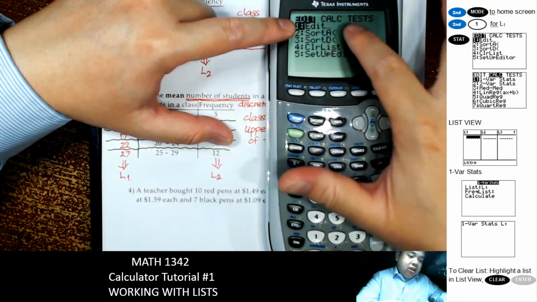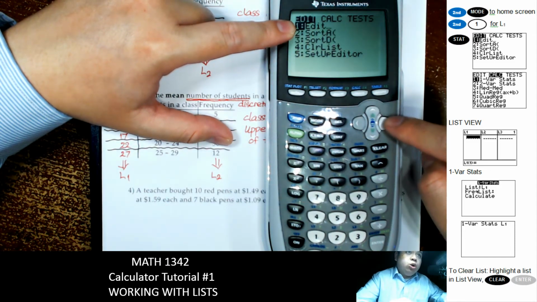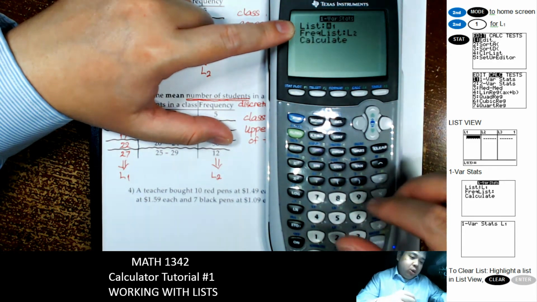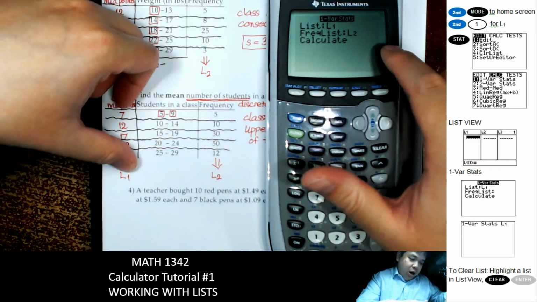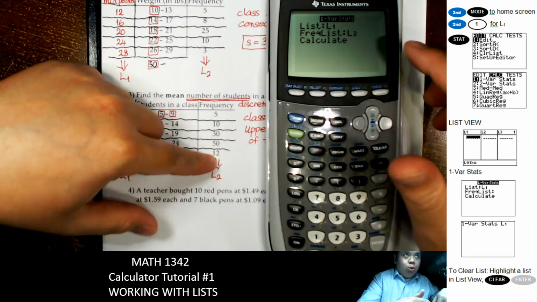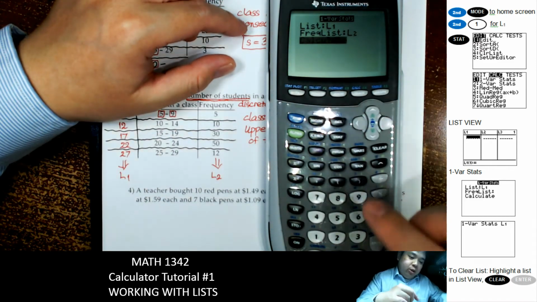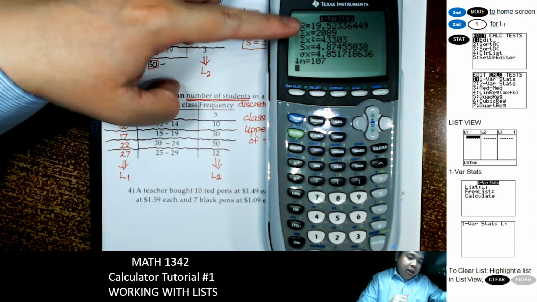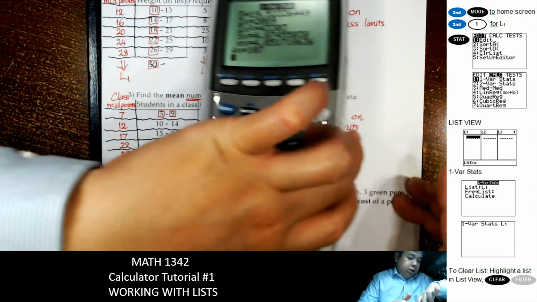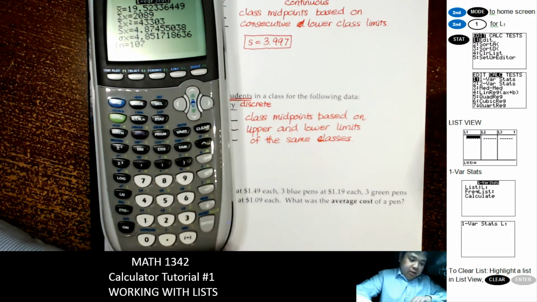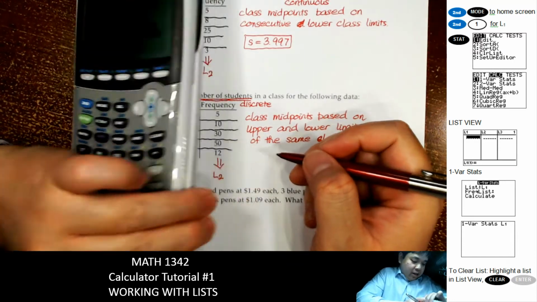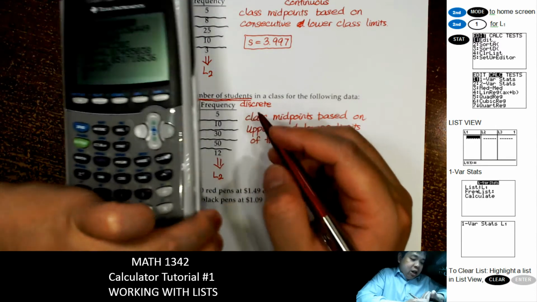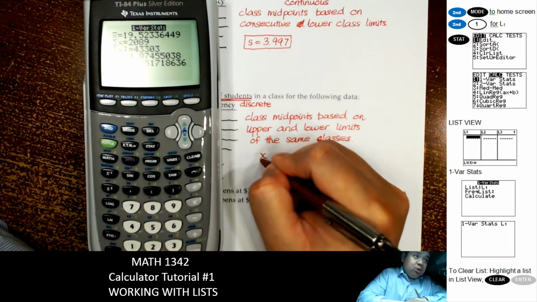Now we have the lists, we just need to calculate, so go to the next tab. One variable statistics, that's good. The list is list 1, the frequency list 2, which is good. So we just need to calculate. And we have the mean is 19.52 or 19.5. And let's assume that this is the sample mean, so we use the x bar.